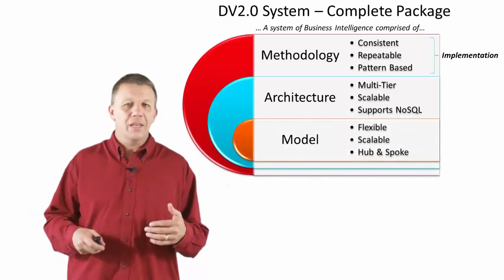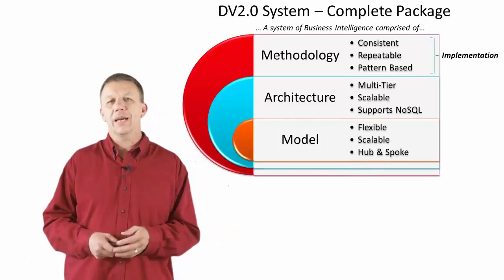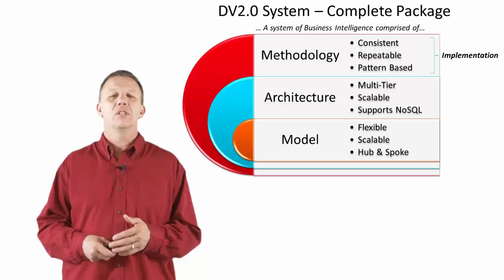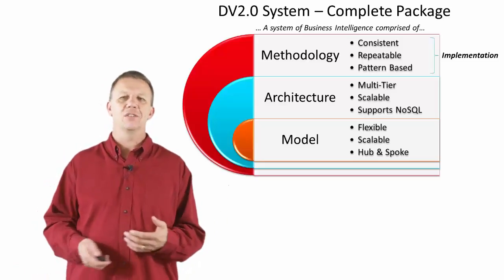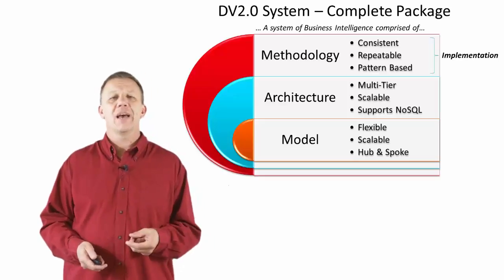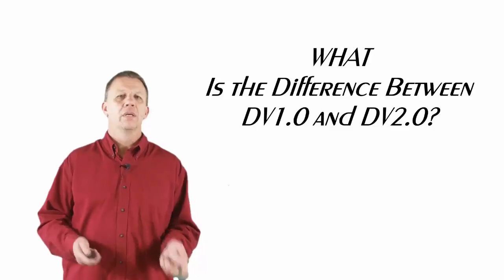Included in that, it wouldn't be a Data Vault class without talking about the Data Vault model. So of course we talk about Data Vault 2.0 model, which is based on the hub and spoke design, i.e. the hubs, the links, the satellites, and so on. By now you might be asking, well, what's the difference between Data Vault 1.0 and Data Vault 2.0? Well, let me talk to you a little bit about that.